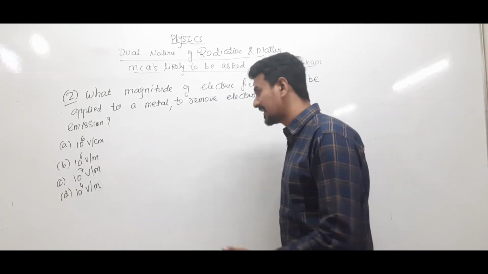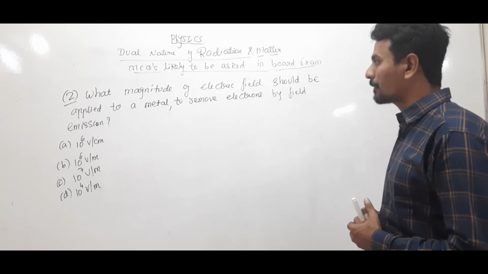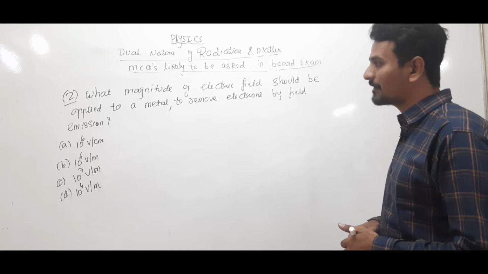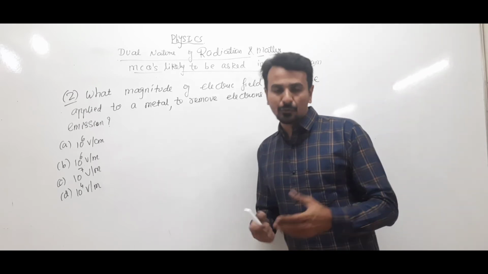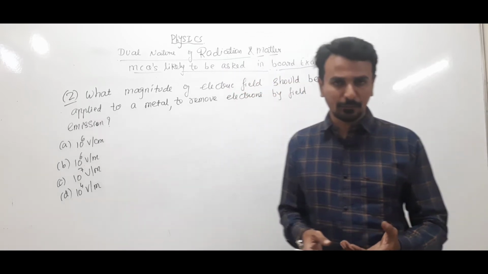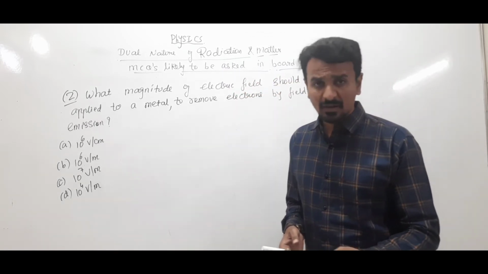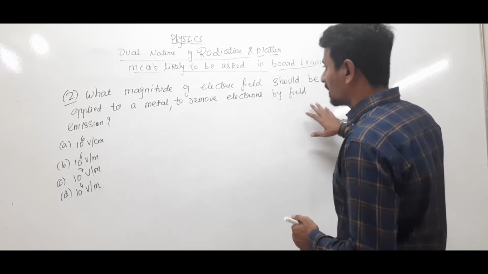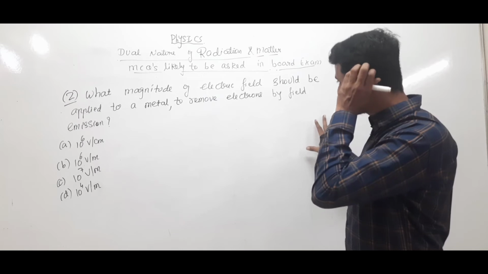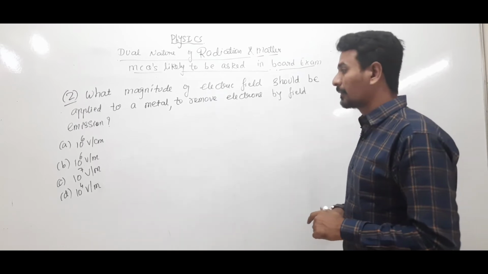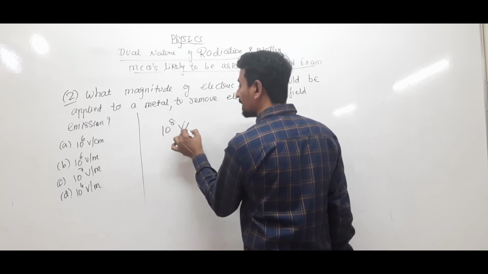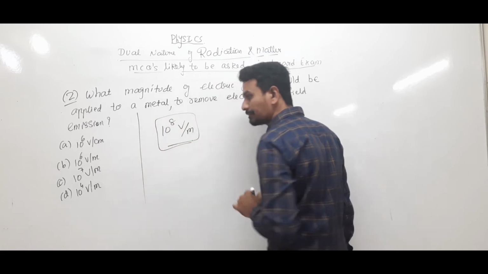The next one, the second one, is once again theoretical. What magnitude of electric field should be applied to a metal to remove electrons by field emission? You can remove electrons from a metal in three ways: photoelectric emission, field emission, and thermionic emission. So we need 10⁸ volt per meter. This should be the magnitude of electric field.